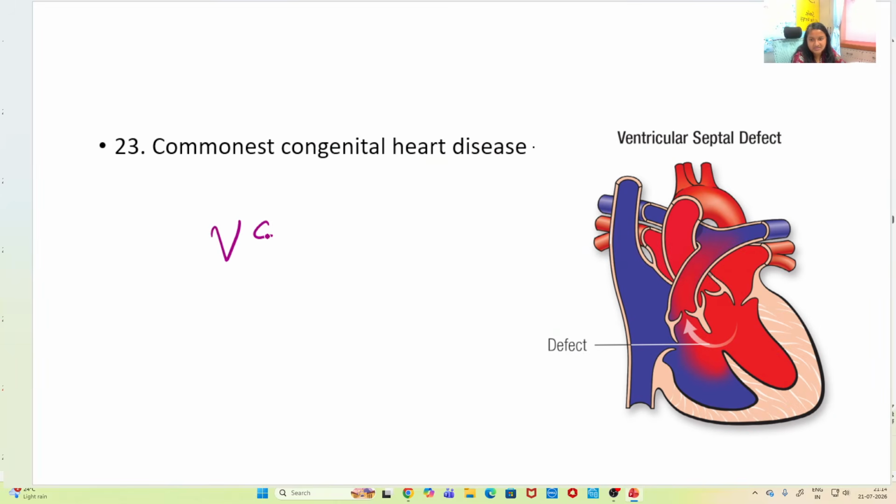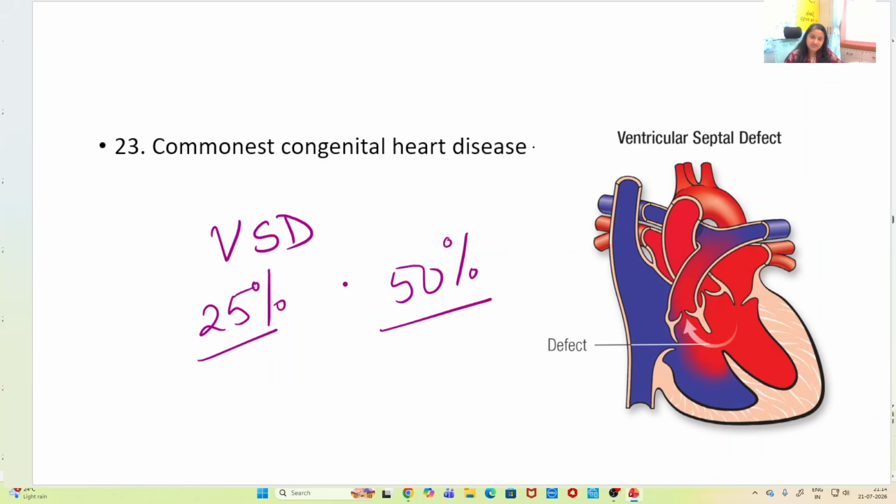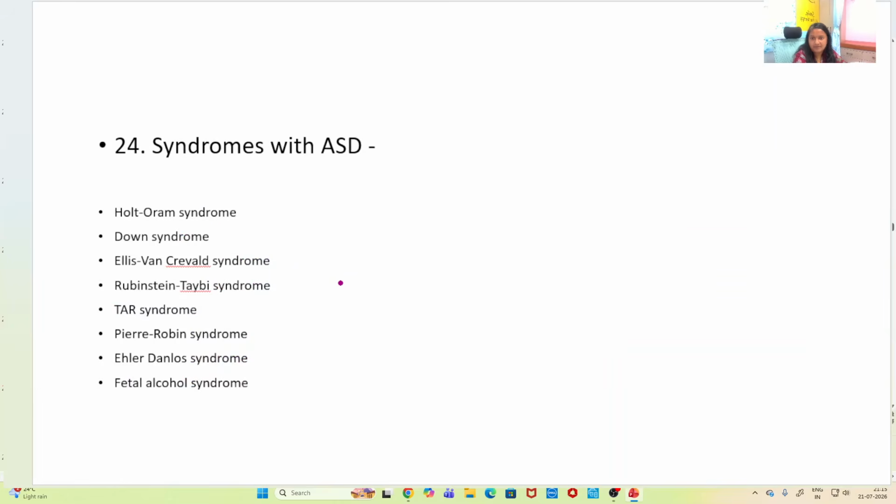Commonest congenital heart disease we know, that is VSD. VSD is in 25% of the cases of congenital heart disease, and if you look at complex congenital heart diseases, then it mounts to around 50% of cases. So it may be existing with other anomalies of the heart in another 25%. So in total it can be even up to 50%. So commonest congenital heart disease is VSD, and nearly 25 to 50% of congenital heart disease may have VSD as one of the components.